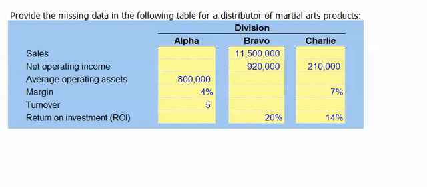Provide the missing data in the following table for a distributor of martial arts products. We've got three different divisions: the Alpha Division, the Bravo Division, and the Charlie Division. Let's begin with the Alpha Division.